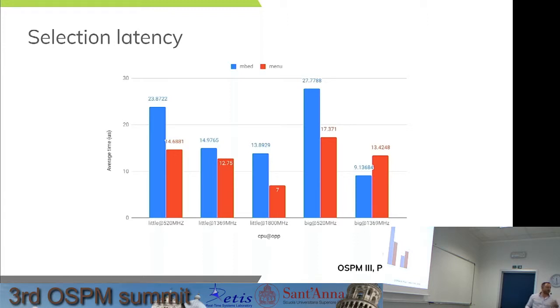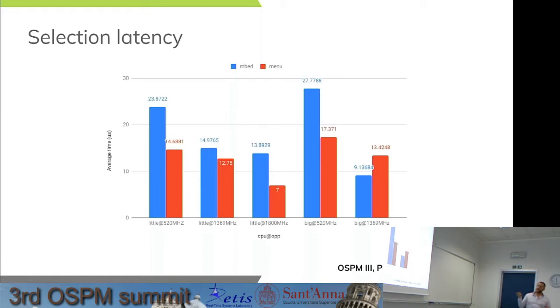So of course the question is, the selection process, the prediction computation, does it have a cost? Yes, it has a cost. This code is not yet optimized. What we have here is the cost for different OPPs on different CPUs. So we see that it's significantly bigger, I cannot say double, but it does not explode in terms of computation.